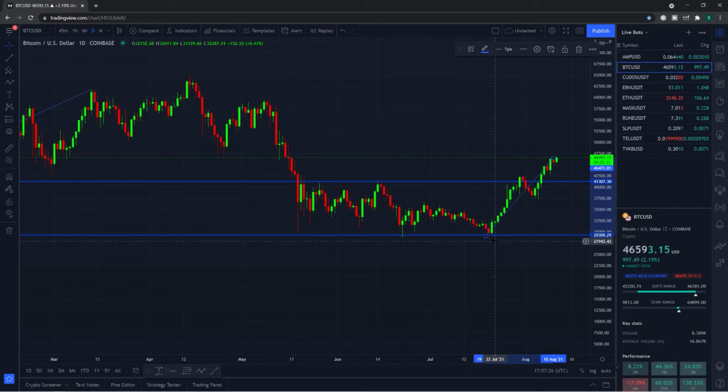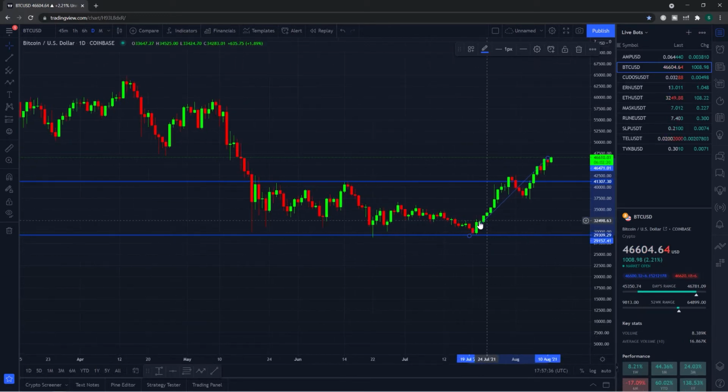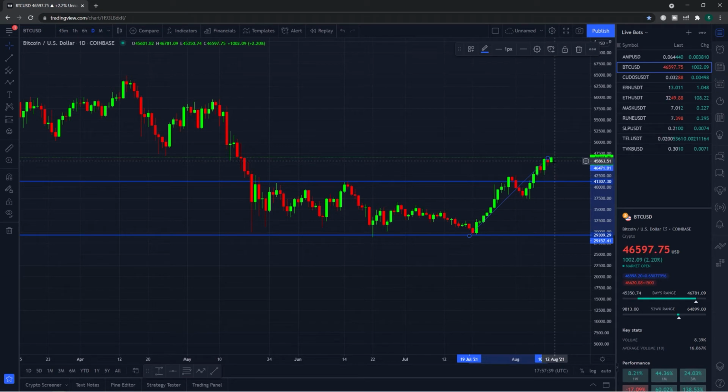Now, just because it broke resistance doesn't mean that the trend will continue. We always want to look for confirmation that this trend is broken. So as of right now, it looks like it's on an uptrend, but we want to continue to monitor these candlesticks to make sure that this pattern continues.